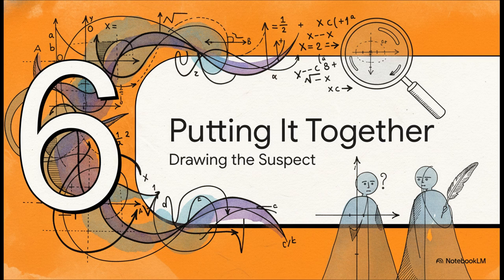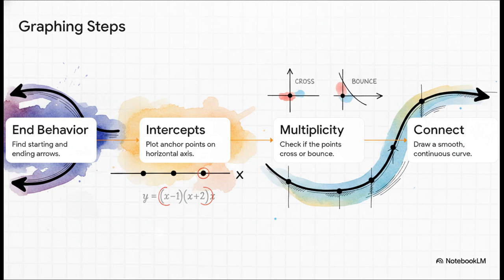And finally, Section 6, putting it all together, drawing the suspect. Let's synthesize all of this. By following this strictly logical 4-step framework, you can look at an impossibly intimidating equation and draw it in one smooth motion without breaking a sweat. Step 1. Find your end behavior. Use that leading term to draw your starting and ending arrows way out on the sides. Step 2. Plot your intercepts. Factor it out, use the zero product principle, and drop those anchors directly onto the horizontal axis.